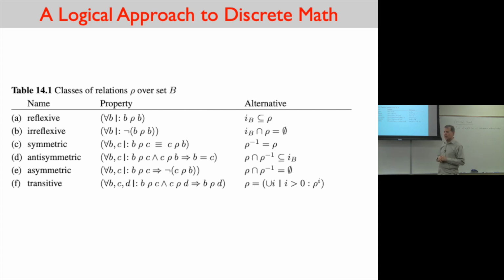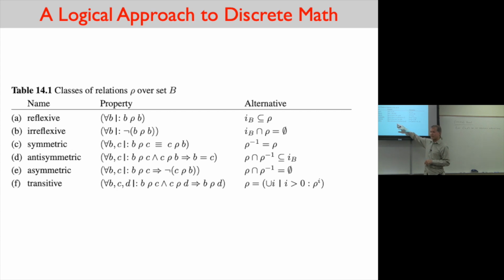So what we have here is the name, let's take a look at the first one. The name reflexive and the property for all B, B rho B. That's what it means to be reflexive. These are all definitions, by the way. The first 2 columns are just definitions. So reflexive means for all B, B rho B. Irreflexive means for all B, not B rho B. So let's memorize one of them and the other one kind of follows.